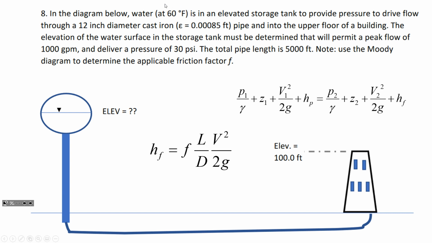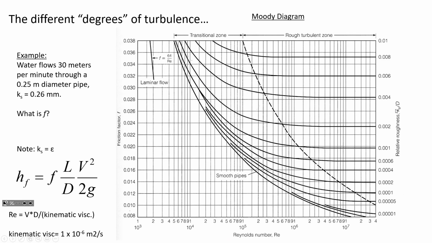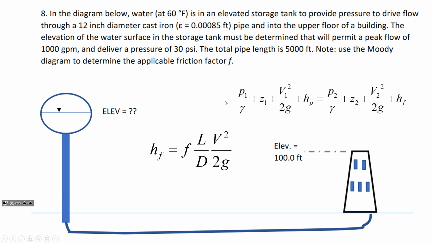We know the water temperature, and so from that you can get the kinematic viscosity, and those are the things that you need to know to determine the Reynolds number. And so you'll go through that process of knowing the relative roughness of the pipe and the Reynolds number, intersecting the curve, and then going to the left to determine the friction factor. So that's how you should determine F on this problem.